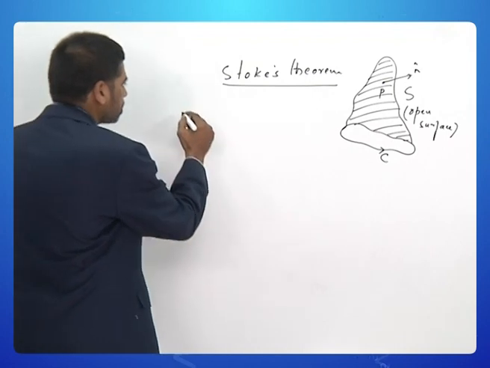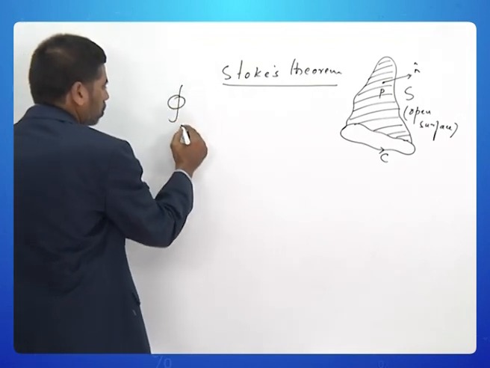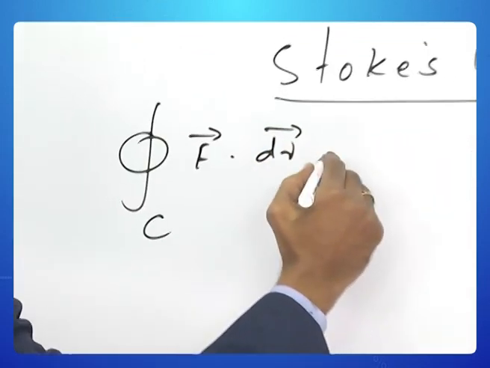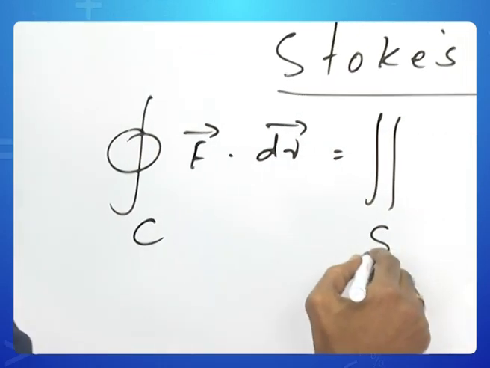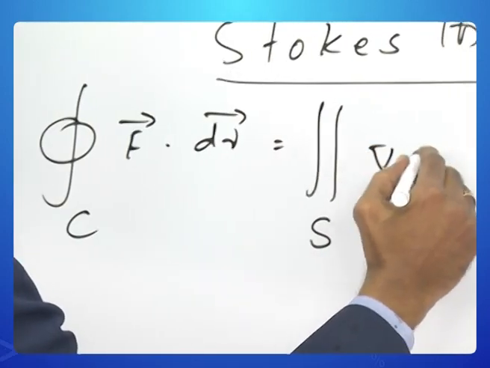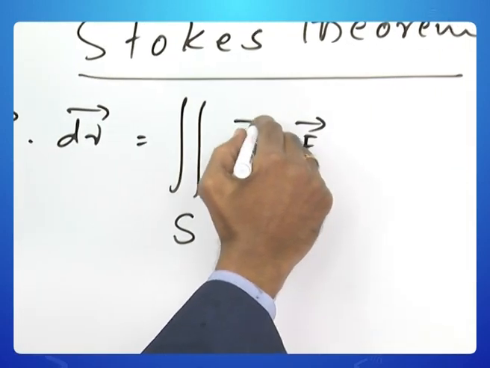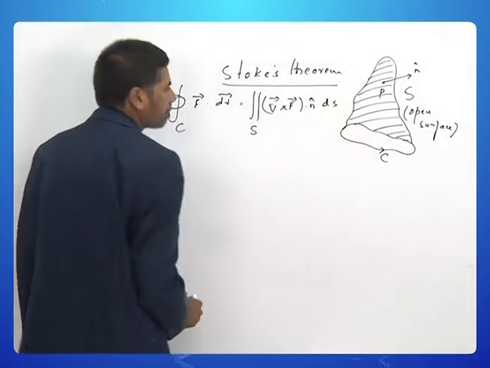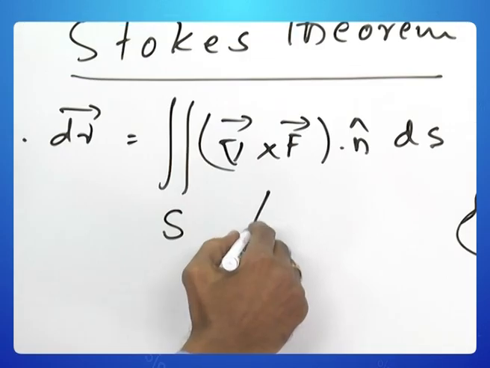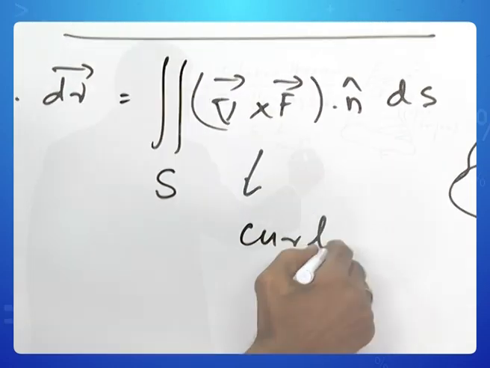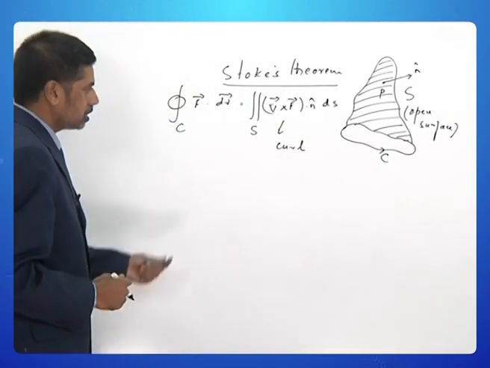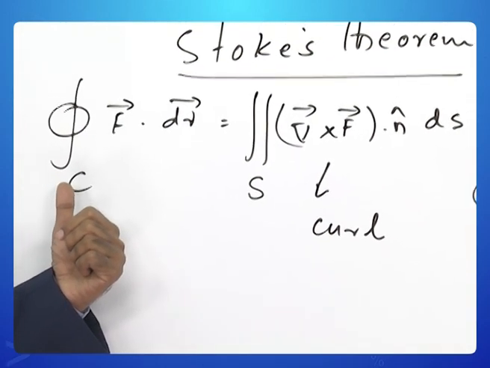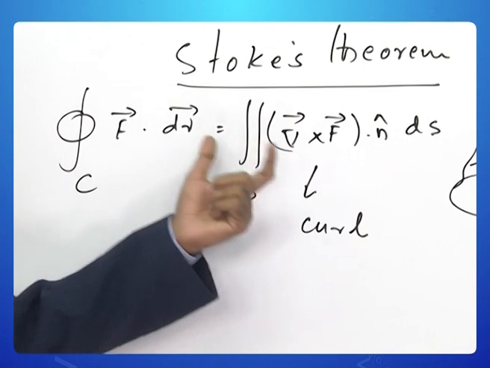The statement is: closed line integral f dot dr is equal to the open surface integration of the curl of f dot n cap ds. So this is nothing but the curl operator. So there is a relation between the line integral over a closed curve and an open surface integral.